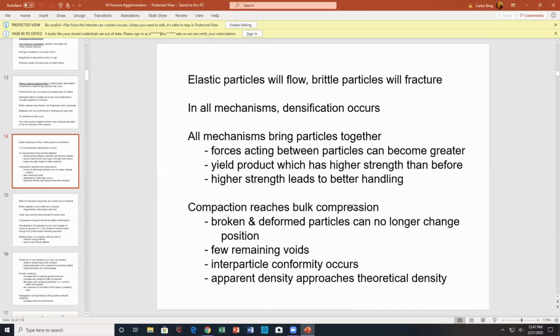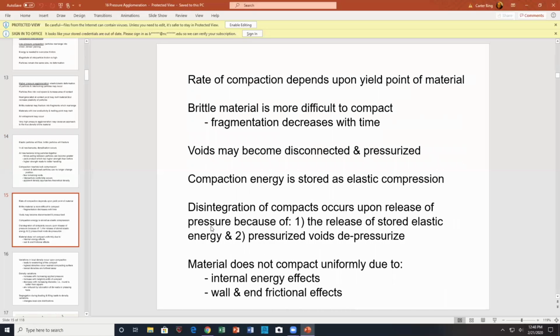Compaction reaches the bulk compression. Broken into fragments, particles can no longer change position, with relatively few remaining voids. Interparticle conformity occurs. Apparent density approaches theoretical density. Theoretical density is material without any voids, right?